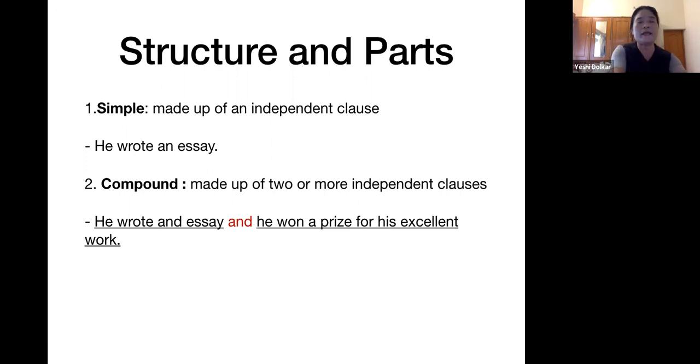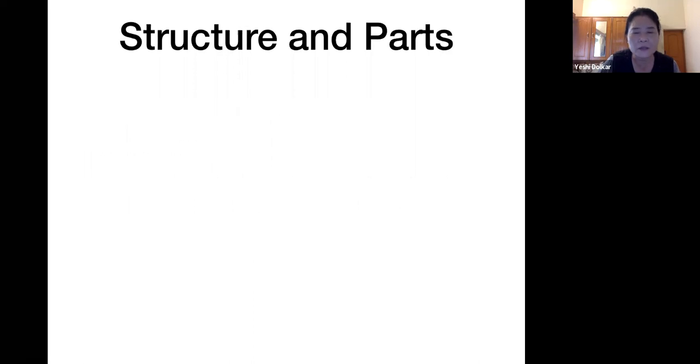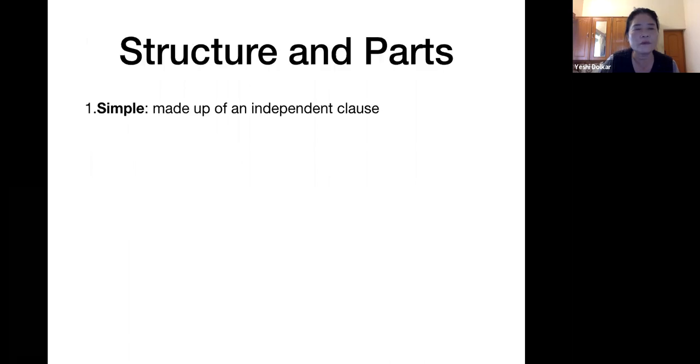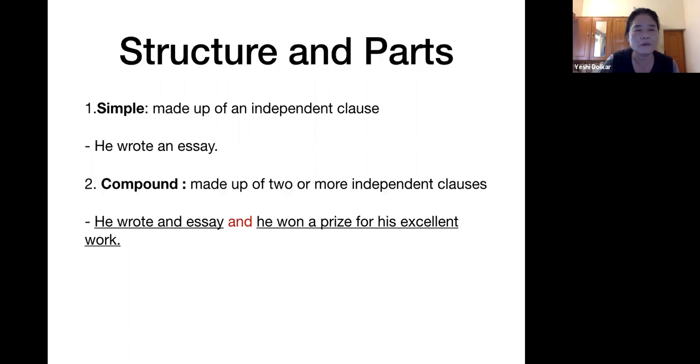See, he wrote an essay, that is independent. He won a prize for his excellent work. That can also be written as a separate sentence. These 2 are independent clauses. They have been joined by and. All right. This and over here is called a coordinating conjunction.